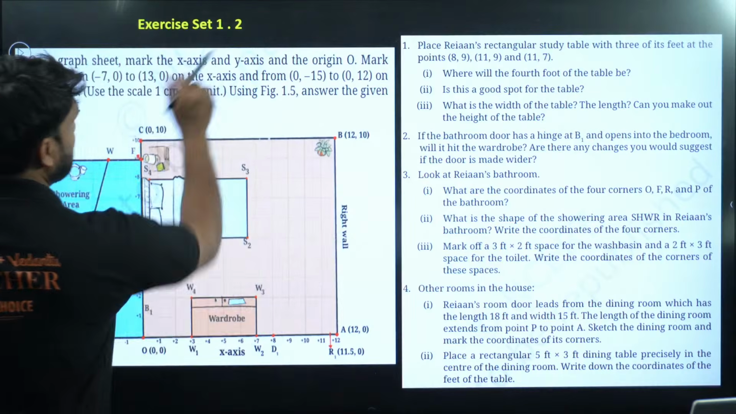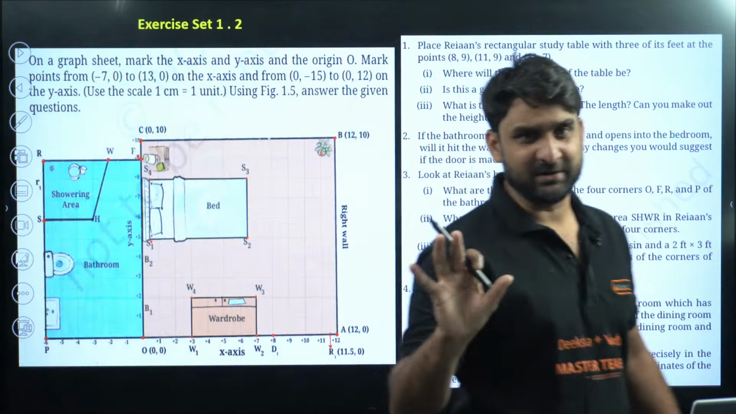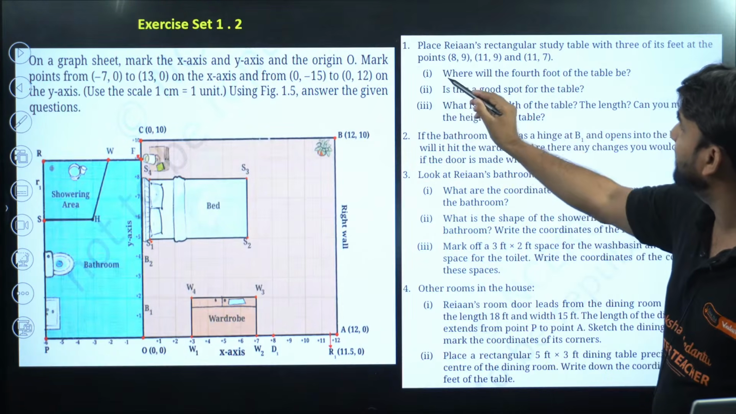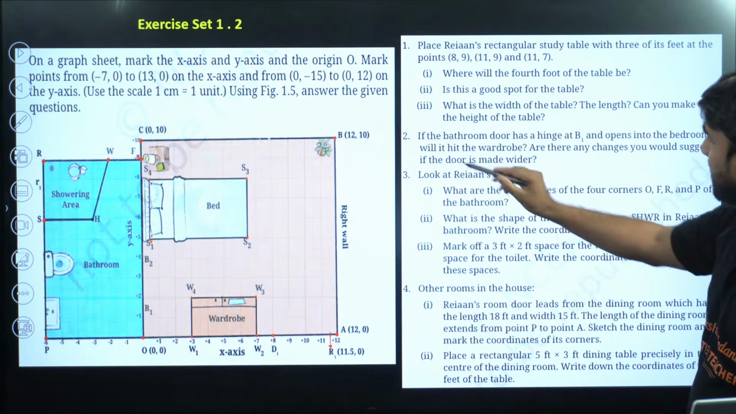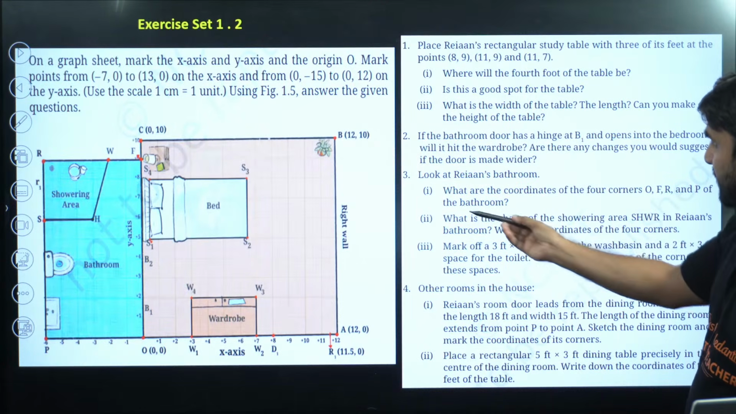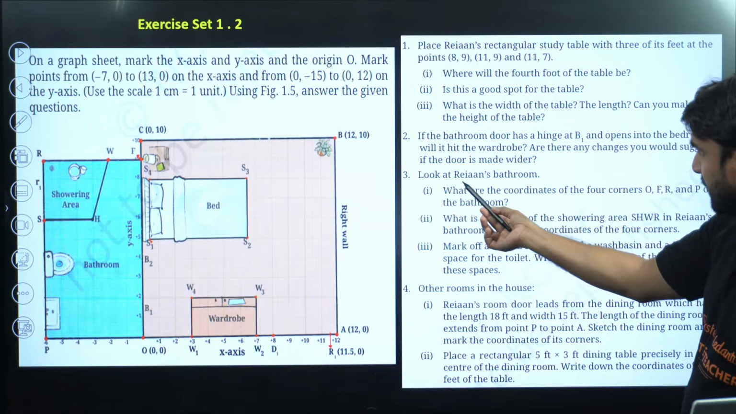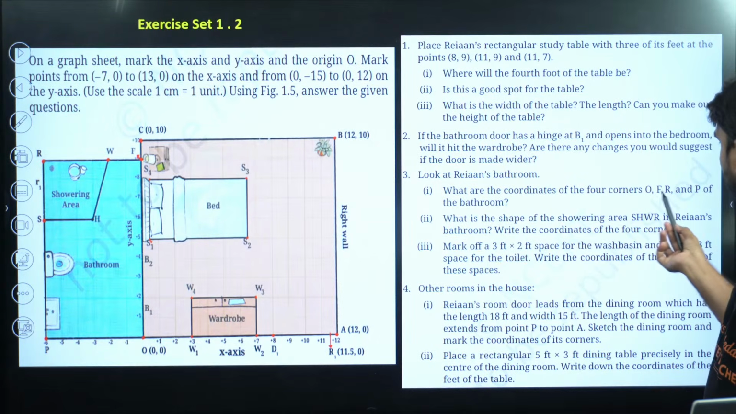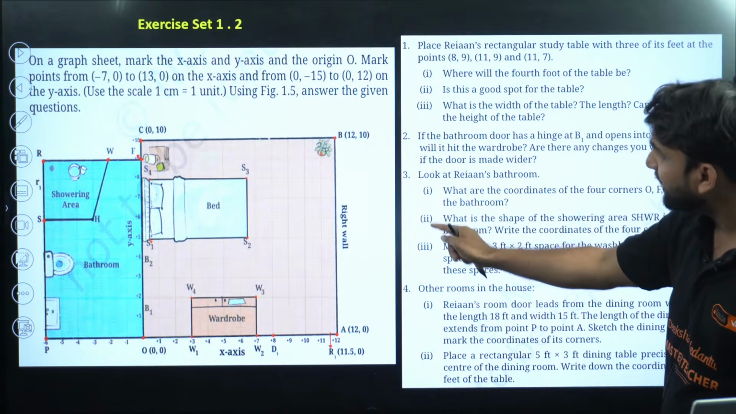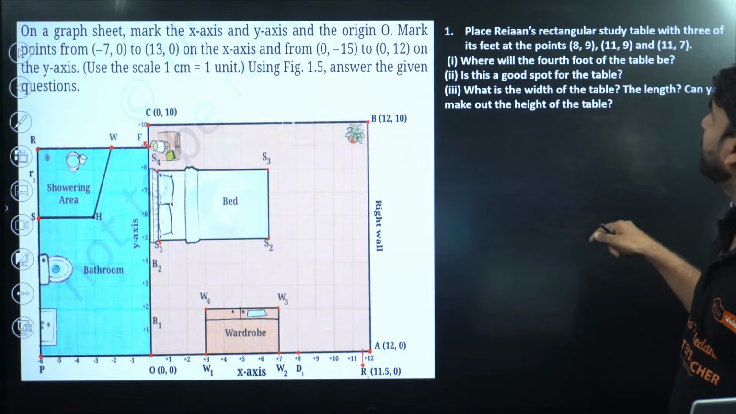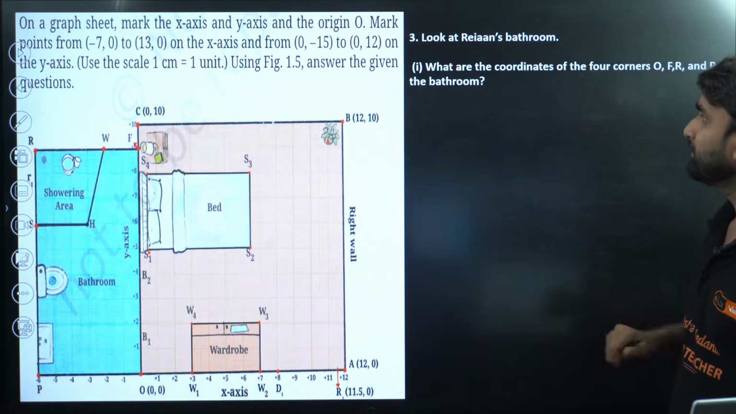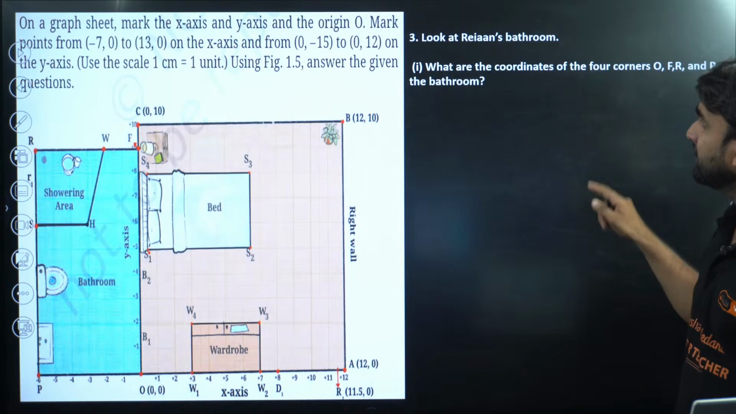So basically this is exercise set 1.2, right champions? In my last live class we have solved this part. Question number 1, we have solved all 3 questions, and question number 2, if the bathroom door has hinge at B1, I have already solved this question. And we were solving question number 3, look at Rian's bathroom, what are the coordinates of 4 corners? So from the second question of number 3, we'll be starting today's live class. So we'll be solving all the questions from number 3.